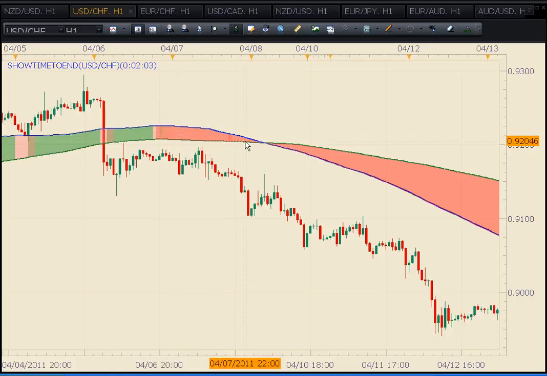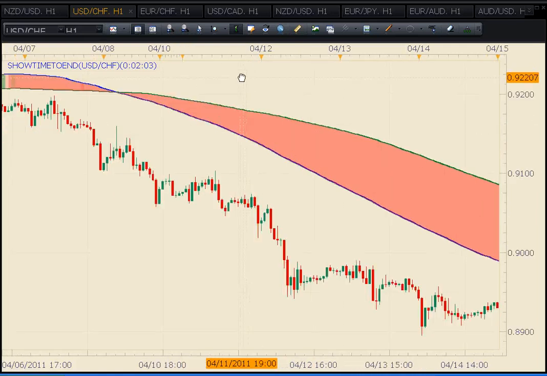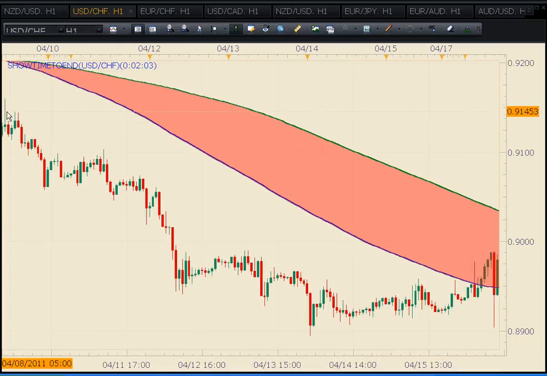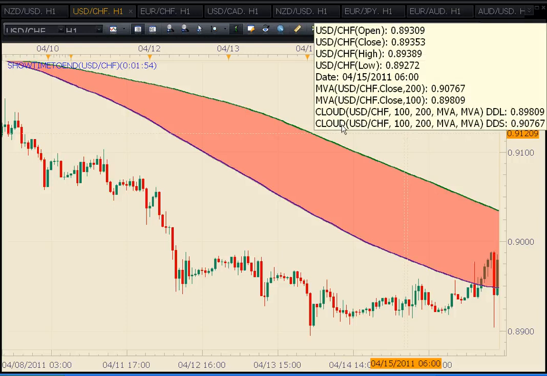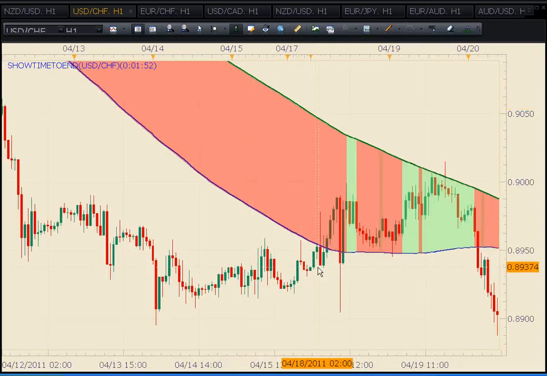And you see it cross over. And now you see them getting wider and getting wider. You ride this all the way down. There's no need for you to get out of this. No need. You stay in there and you get out right there. Okay, that's how you trade that moving average cloud.